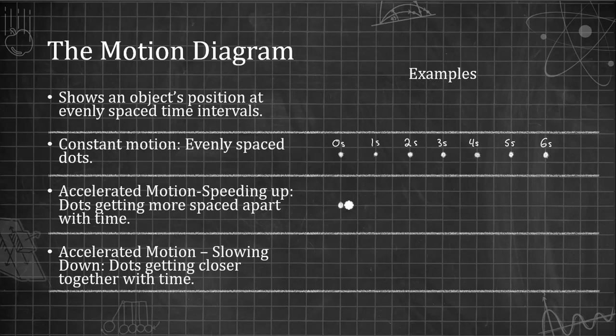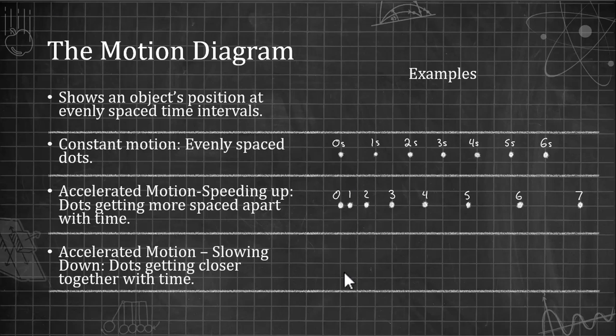If we take a look at accelerated motion speeding up, what we should see is the first few dots are pretty close together, but they gradually get more and more spaced out, indicating each subsequent second the object is moving a further and further distance than the second before it.